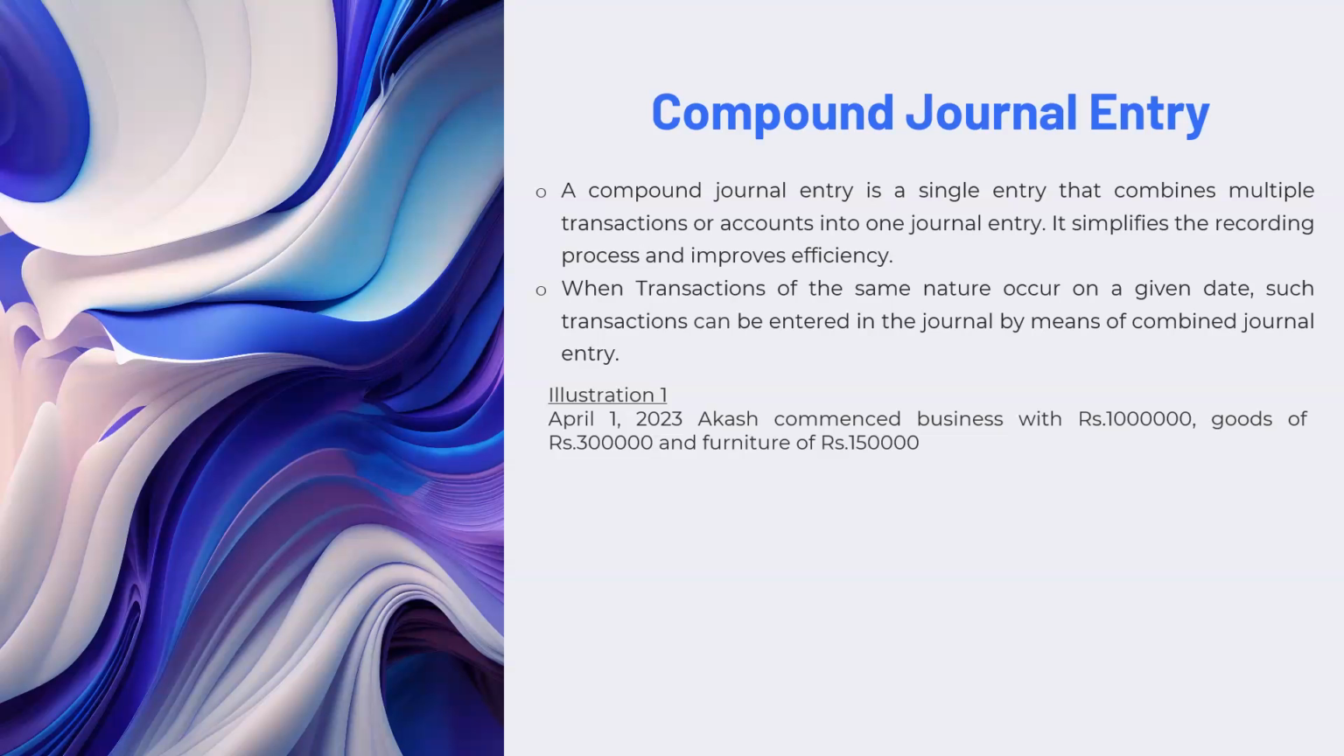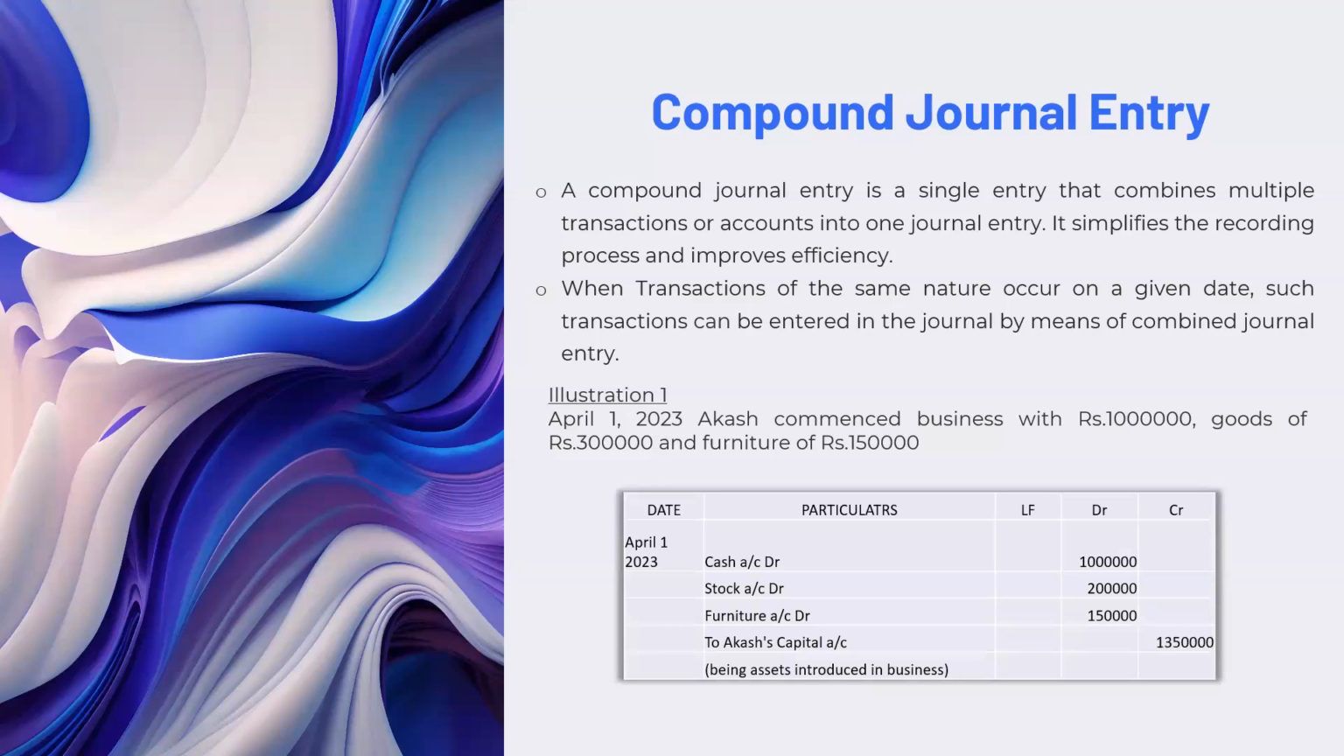So here 3 aspects are the same: the date, and the nature of the account, which is investment, and all 3 involved money. I mean, everything was paid in hard cash. The goods were purchased, not as a credit purchase; it's completely a cash purchase. And of course, cash has been paid to purchase the furniture. So here we can understand that all 3 are of the same nature. So the entry can be made like this.